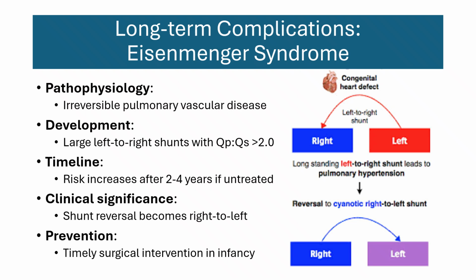The clinical importance lies in prevention. Timely surgical or catheter-based closure of significant shunts during infancy or early childhood protects the pulmonary vascular bed and eliminates the risk of Eisenmenger physiology.